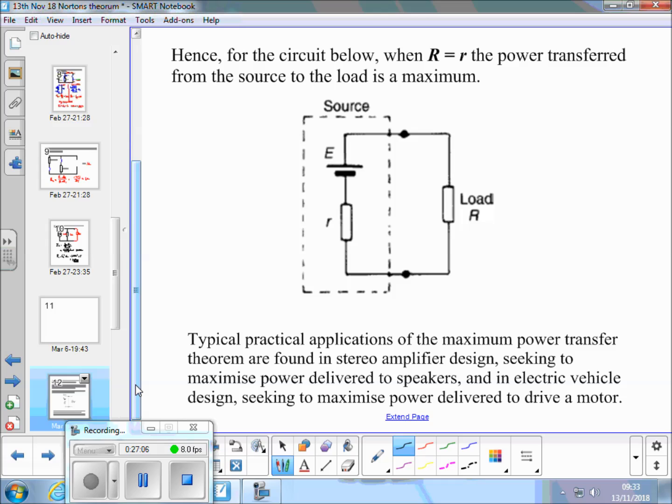So one way to find that, what does that look like? Looks like a Thevenin's equivalent circuit, doesn't it? Sure does. Equally, it could be a Norton's with a parallel resistance as well. Again, maximum power will be transferred when the load resistance or impedance is equal to the source impedance.